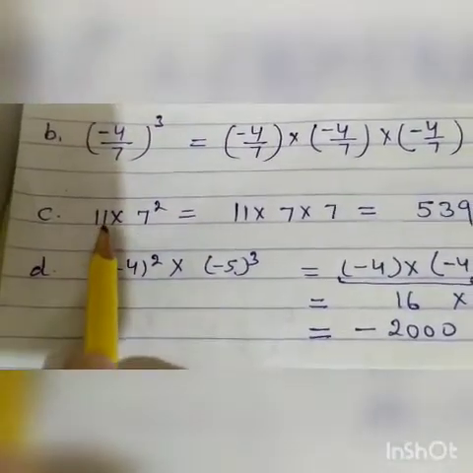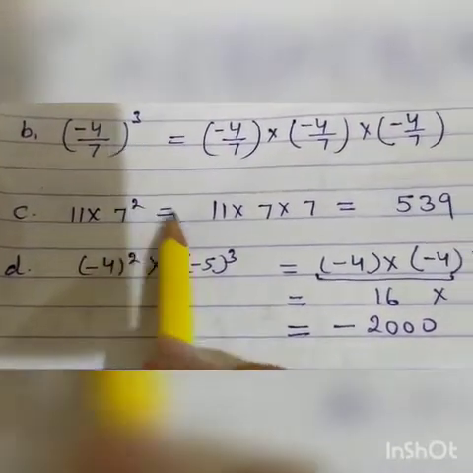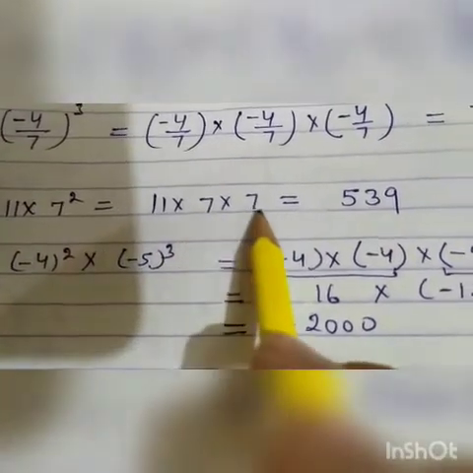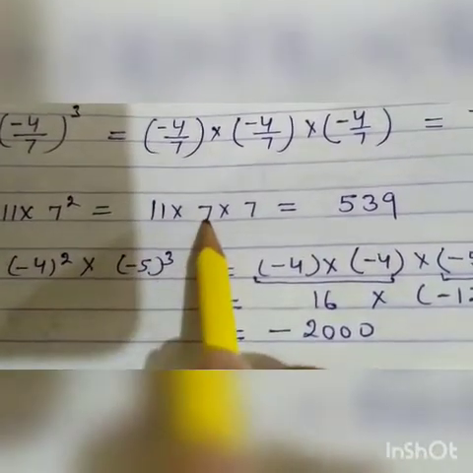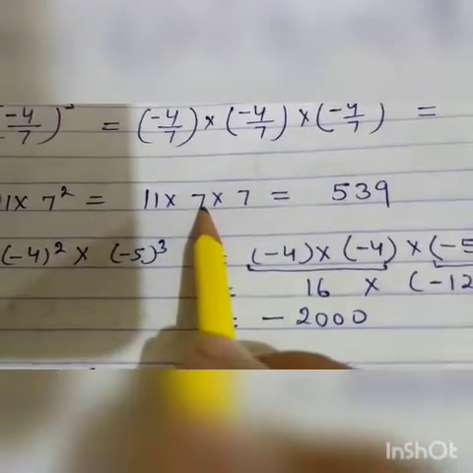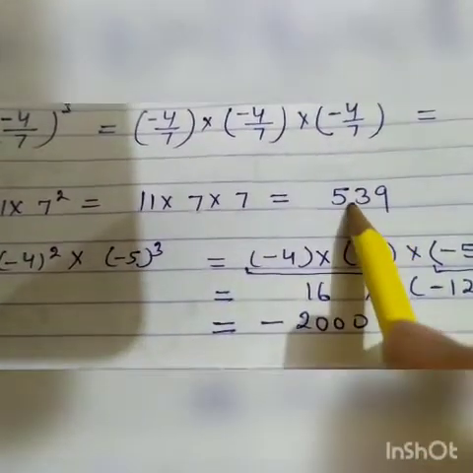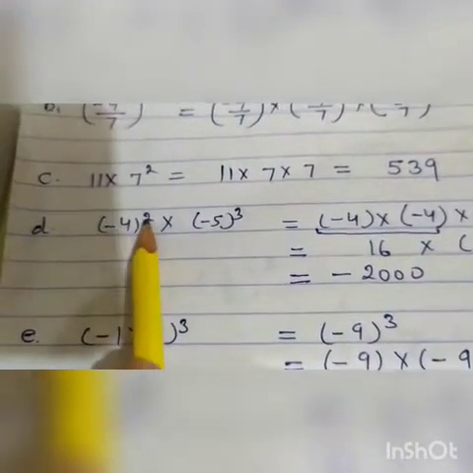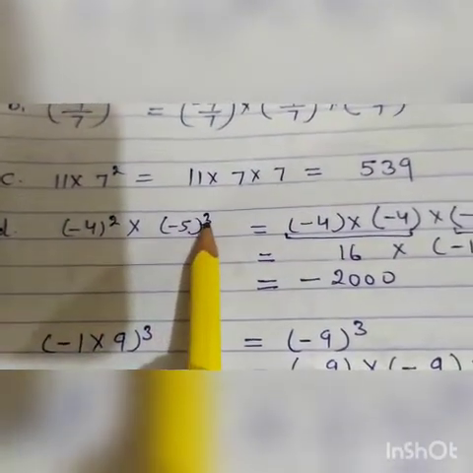Now C part, 11 multiply 7 power 2. So 11 multiply, write 7 two times, 7 multiply 7, 11 7s are 77, 77 multiply by 7, we get 539. Next D part, minus 4 power 2 multiply minus 5 power 3.